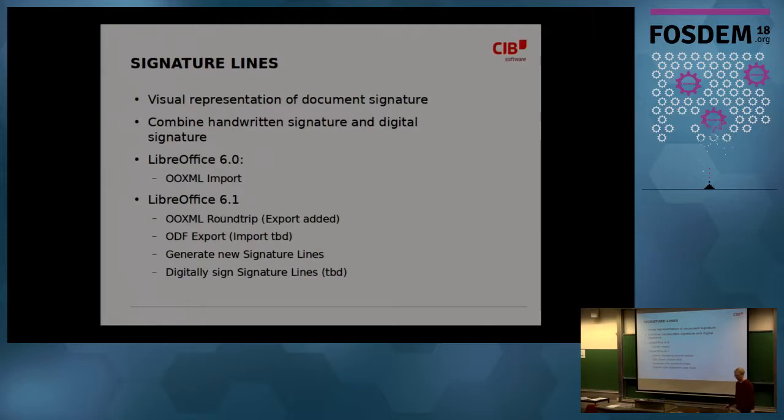So what's working since LibreOffice 6.0? The OOXML import is working. This is the only thing I can show now because I don't have the master build on this laptop, sorry. In the current master build, there is also full OOXML round trip working, so you can save them again. ODF export is working, import is to be done. And you can generate new signature lines, there's a dialog for that, and edit existing ones, of course. You should also be able to sign these signature lines. This is also to be done, and hopefully done until 6.1.